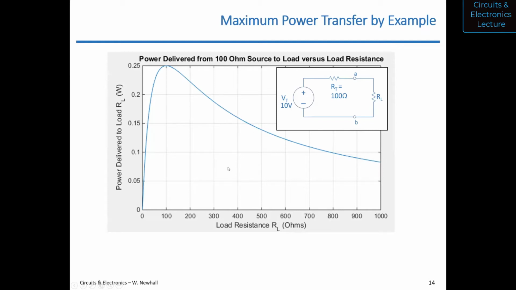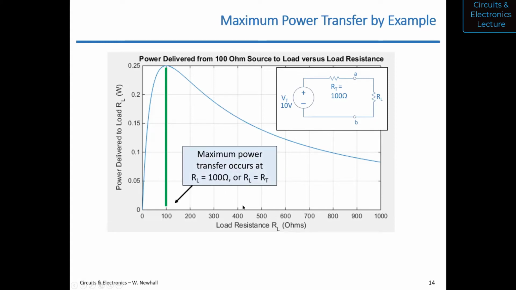Okay, but what's important is we want maximum power transfer. That peak happens right at 100 ohms. Experimentally or through calculations, you'd see for this source, you have maximum power transfer when RL is 100 ohms. So max power transfer occurs at RL equals 100 ohms, or RL equals RT.